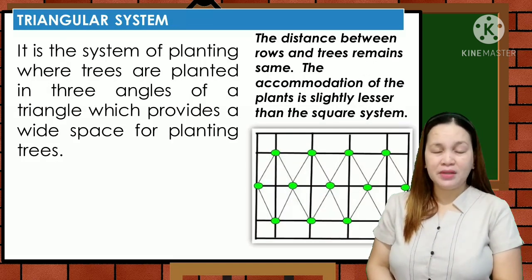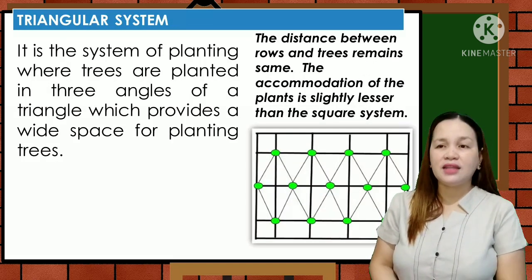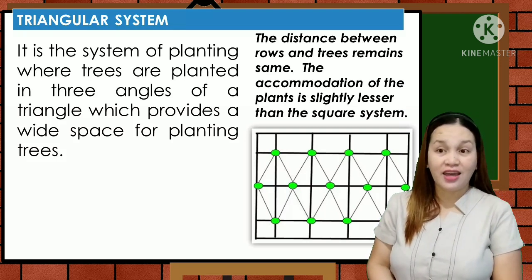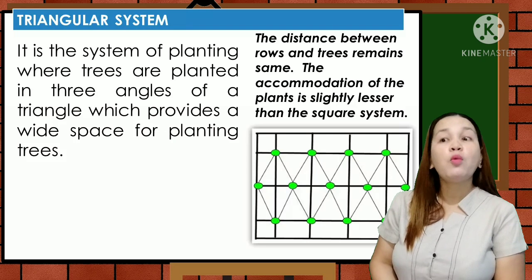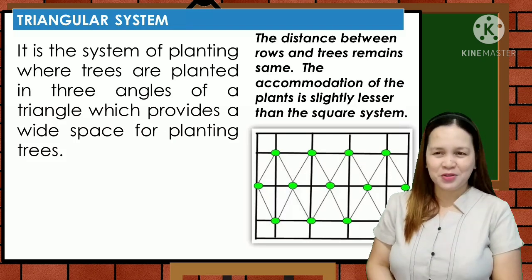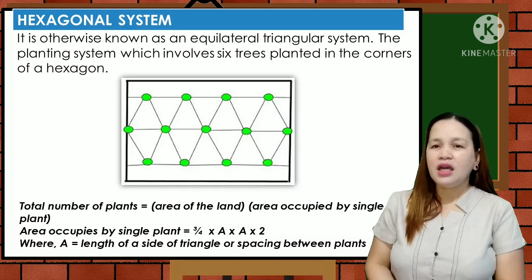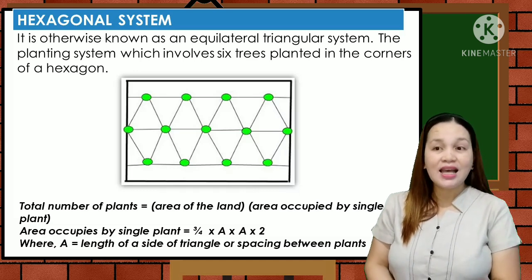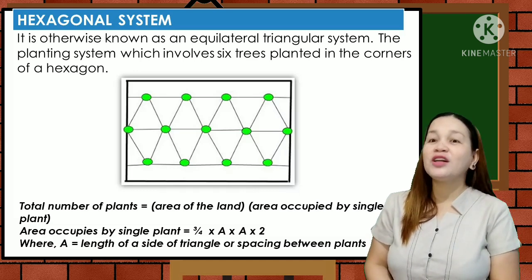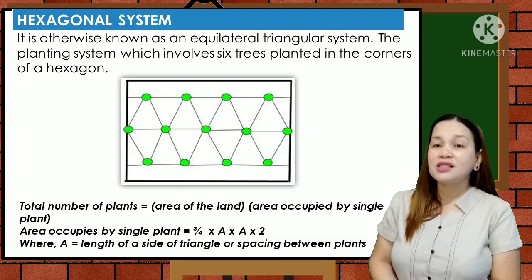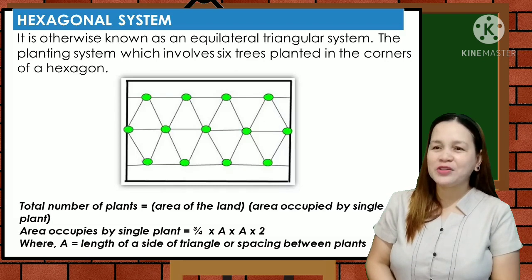Triangular system. It is a system of planting where trees are planted in three angles of a triangle, which provides a wide space for planting trees. Hexagonal system. It is otherwise known as an equilateral triangular system. The planting system which involves six trees planted in the corners of a hexagon.